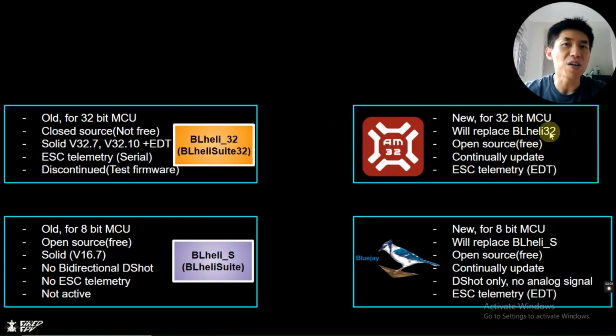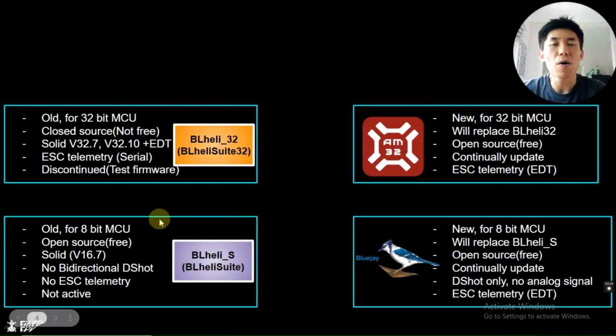It is a new breed of firmware for 32-bit ESCs, and it will replace BLHeli_32. It is open source. The development is continually updated, and it provides ESC telemetry through the EDT method. And then we have BLHeli_S. It is an old school firmware for 8-bit ESCs.